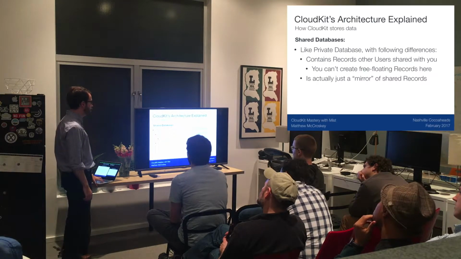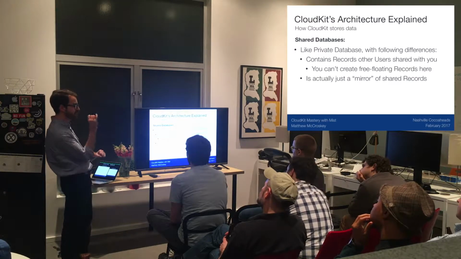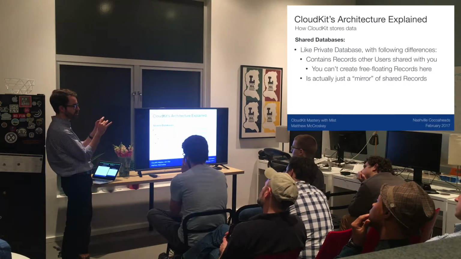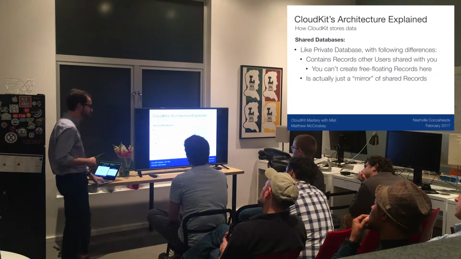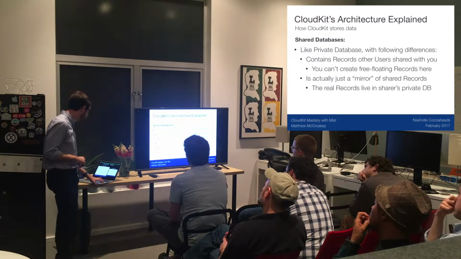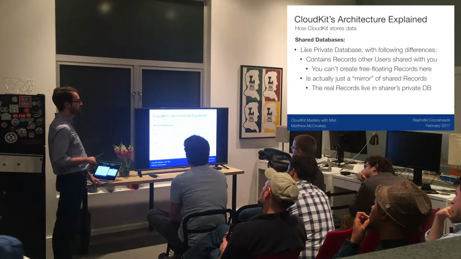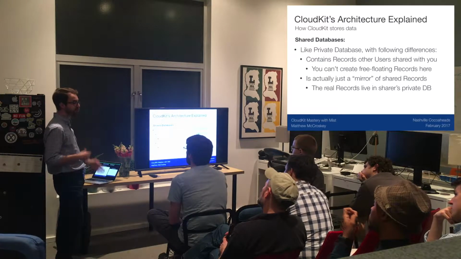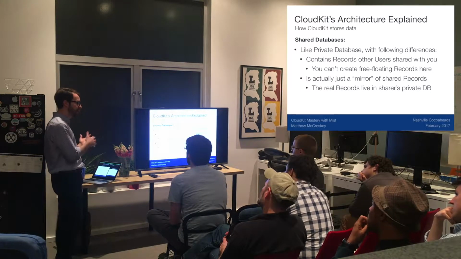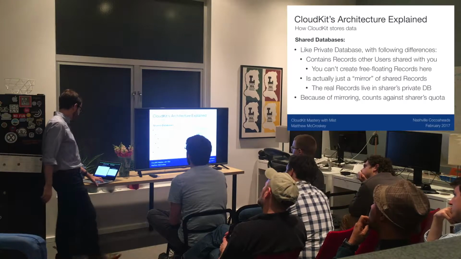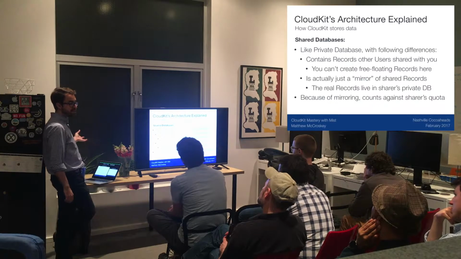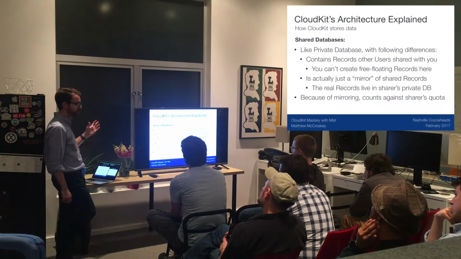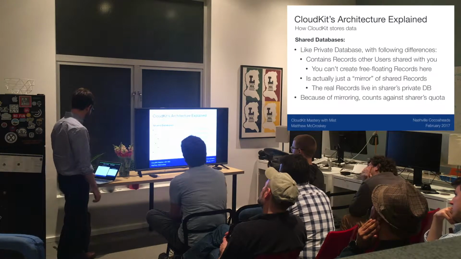Okay, so as you might imagine, that means that this is actually just kind of a mirror. The shared database actually is just a little view into my database, right? So in reality, there's only one copy of the records. Because of this, the data only counts against the person who originally shared it, because there's only actually one copy and it's in their database. And similarly, just like before, all the stuff about atomic writes and reads are possible if you follow best practices, which are a little bit obscure.